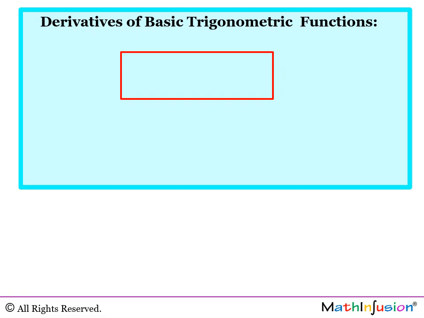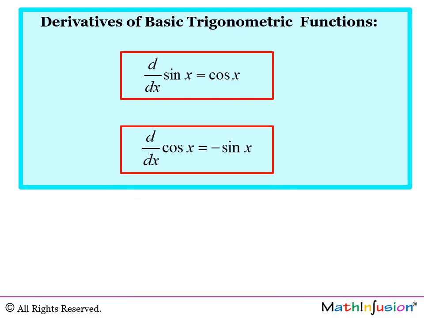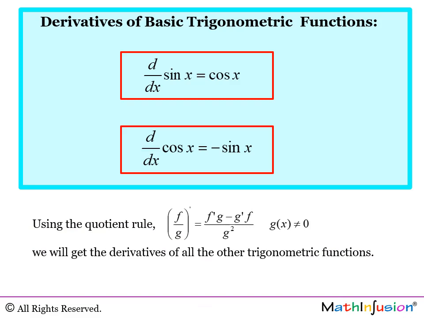Here are the derivatives of basic trigonometric functions. The derivative of sine x equals cosine x. The derivative of cosine x is negative sine x. We are going to use the quotient rule to get the derivatives of all the other trigonometric functions.